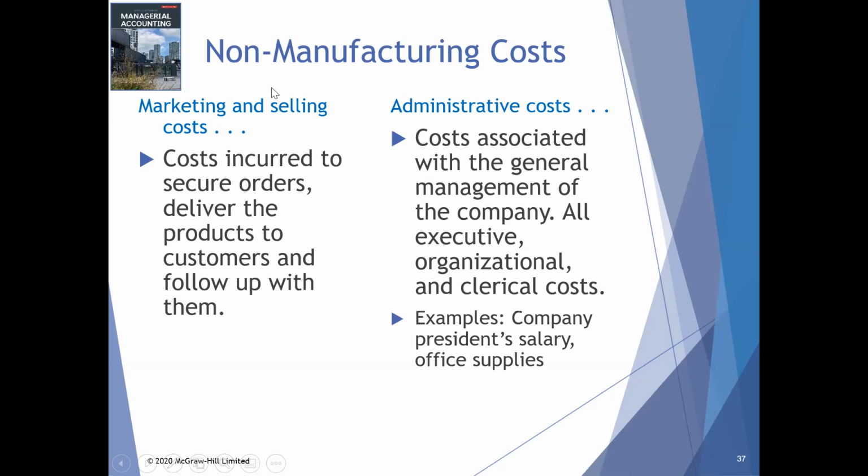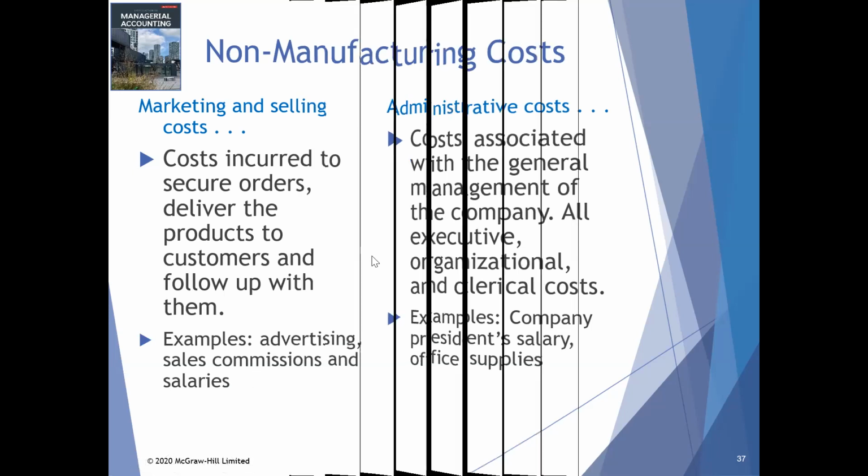Marketing and selling is also a non-manufacturing cost. These two costs are not associated or linked with the manufacturing of one car, for example. It is the cost incurred to secure orders, deliver the product to the customer, and follow up. There may be a marketing team, marketing manager, selling and distribution, advertisement, everything. That is not related to manufacturing. That is related to selling, known as non-manufacturing cost. Examples: sales commission, salaries, and advertisement.